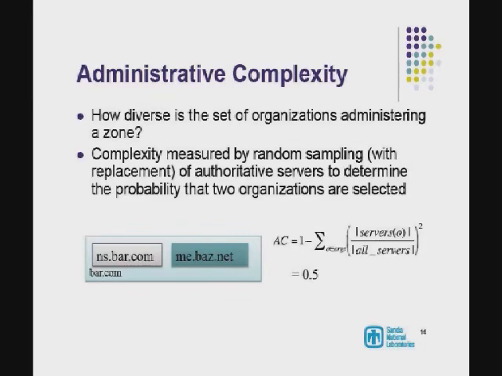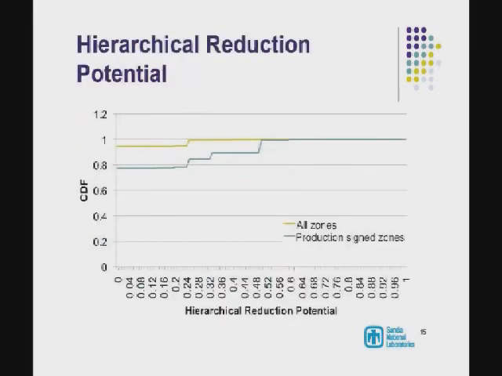But anyway, the way that we calculated this particular metric is simply by putting all your servers in a hat and pulling 2 of them out at random with replacement, and calculating the probability that you would get 2 distinct organizations selected from this hat. So the idea was to get a single number basically that represented the distribution, and so that's what this is.